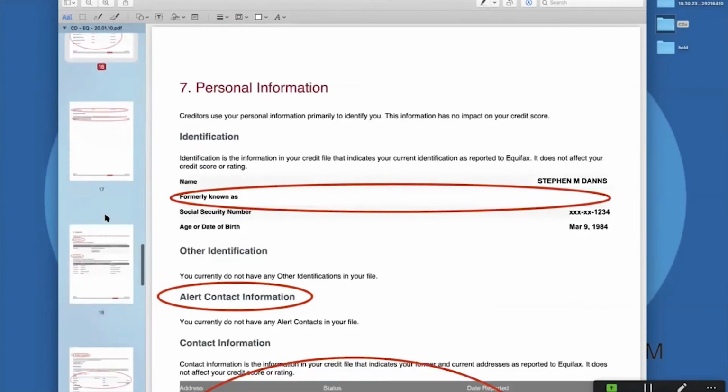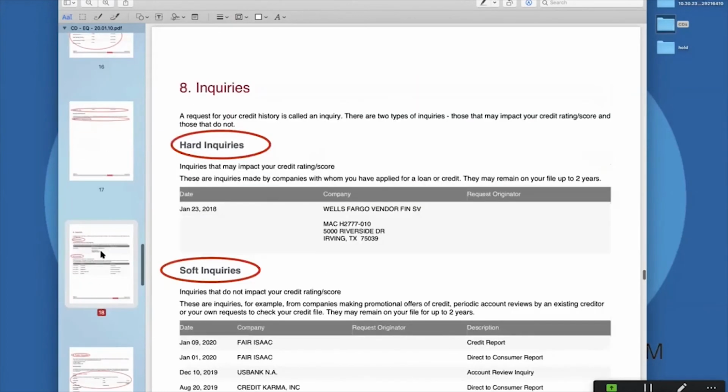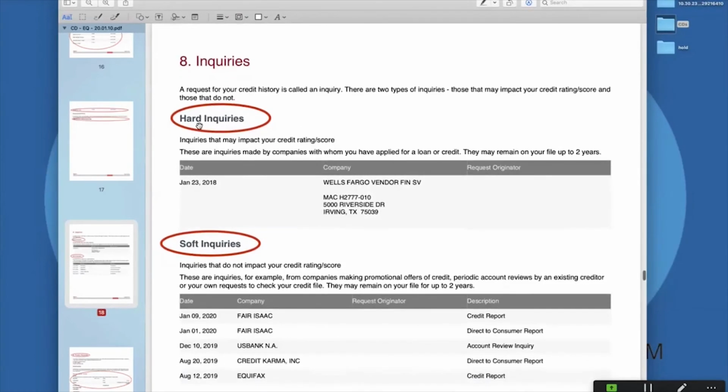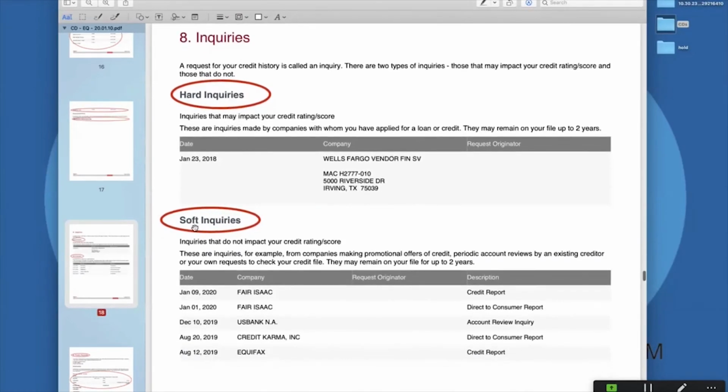So that was number 7, personal information. We went through there. Now look at inquiries. They list on the consumer disclosure files. They have to tell you everything, right? It's all the raw data. So they split it up between hard inquiries and soft inquiries. Now, a soft inquiry is Fair Isaac. So this borrower has been ordering credit reports directly from Fair Isaac.